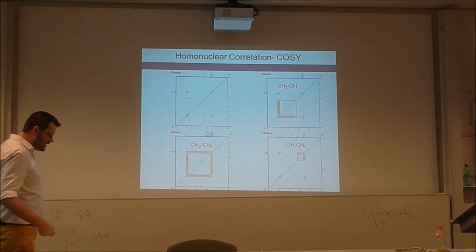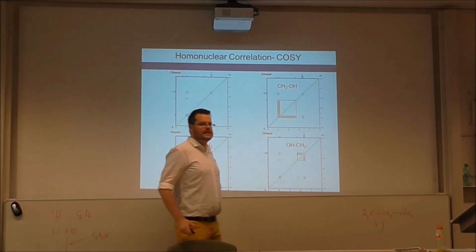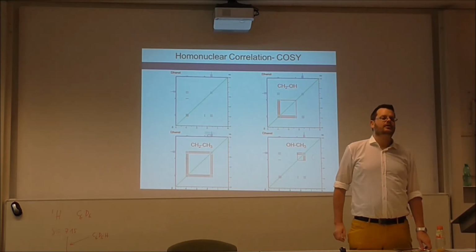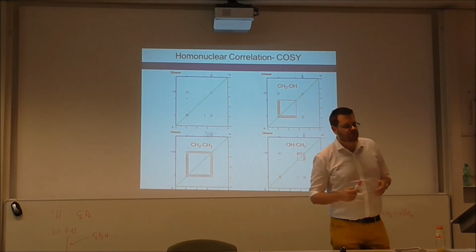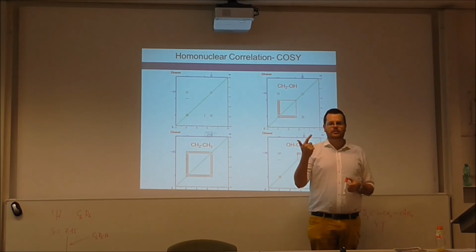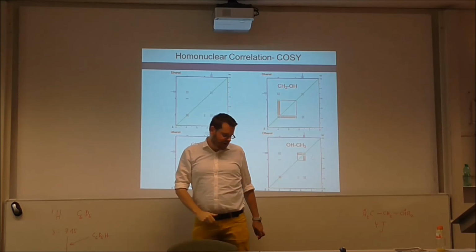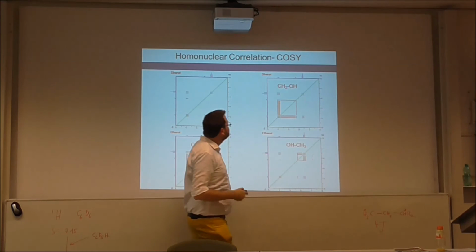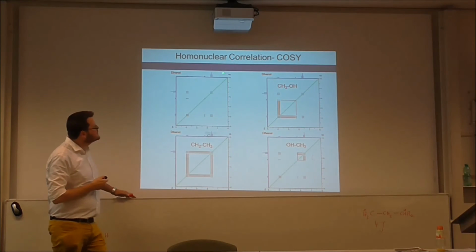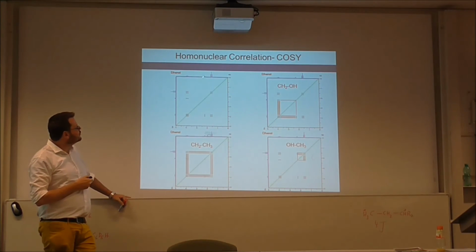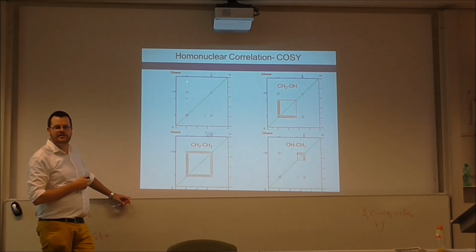How many signals do we expect for ethanol? Let's start with basics. How many sets of signals? 3. 3. Corresponding to what? CH3, CH2, OH. Correct. CH3, CH2, and OH. So let's look at that. Is that what we see? Do we see 3 sets of signals? Yeah. We see a triplet, some weird little broad signal, and a quartet.